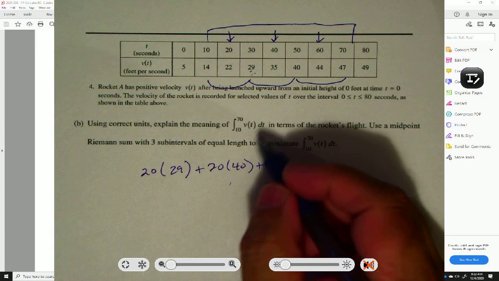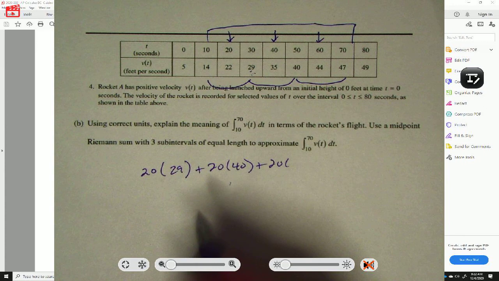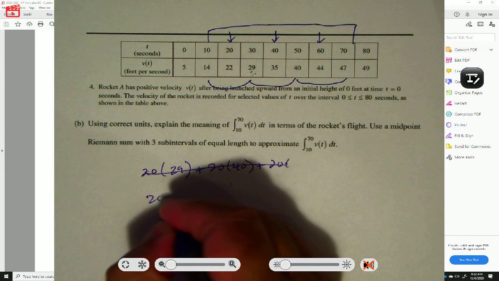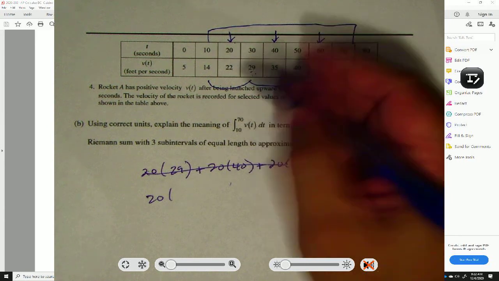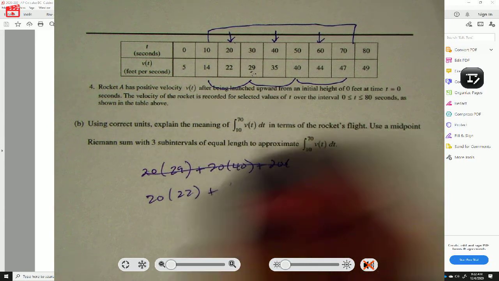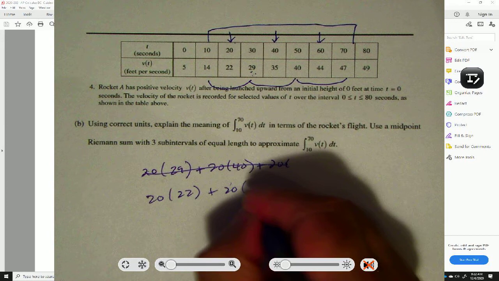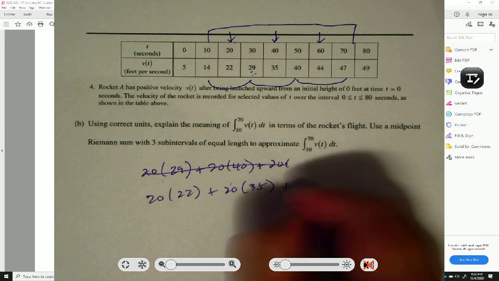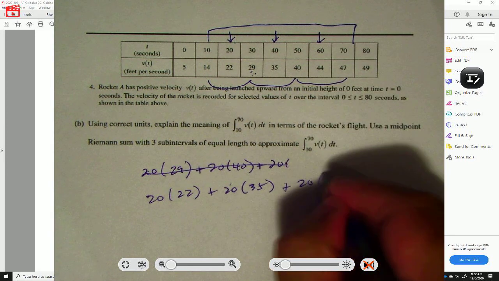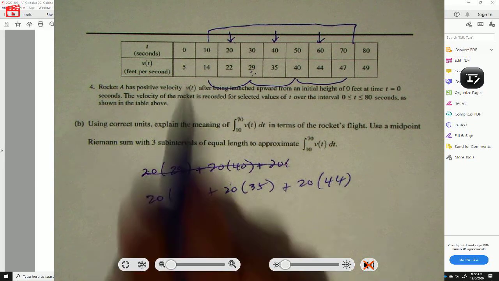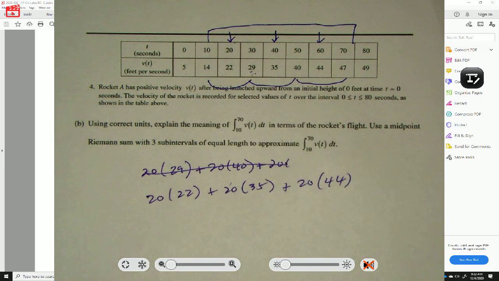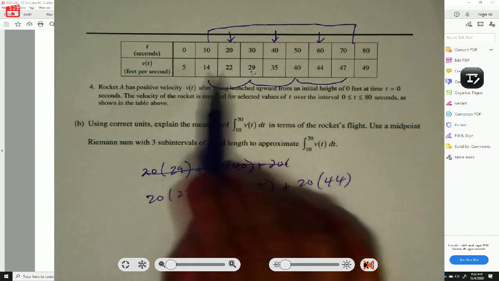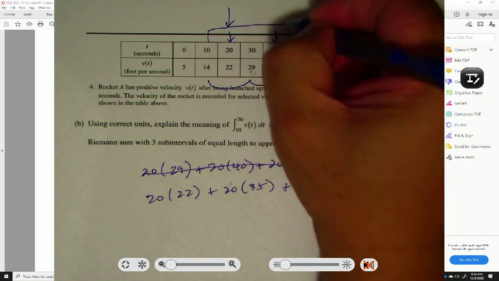In fact, I did them all wrong. I actually marked it and didn't use it. Sorry. So it's 22 plus 35 plus 44. So I marked the midpoints and then proceeded to not use them. So sorry about that, if you got confused. So these are the midpoint values.